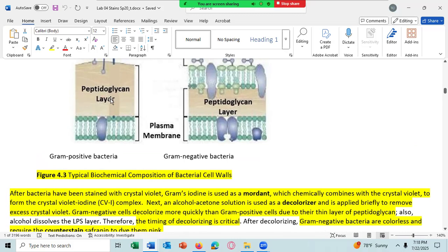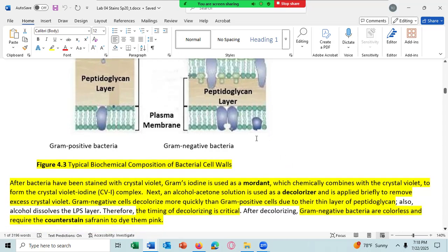If you do apply the decolorizer too long, you will pull it out of the gram-positive cells. And if you don't apply it long enough, you will not pull the crystal violet iodine complex out of the gram-negative cell. So it is tricky applying the decolorizer, but if you do it correctly, you will only pull it out of the gram-negative cell and not out of the gram-positive cells, simply because of the thinness of the gram-negative layer compared to the thickness of the gram-positive layer of peptidoglycan.